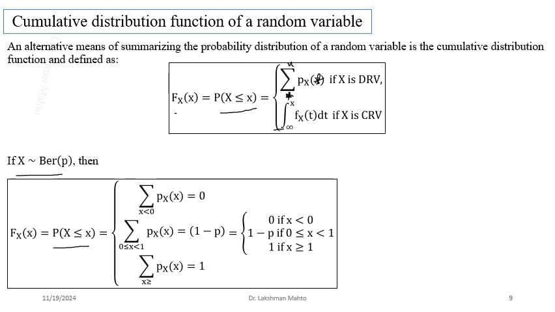There are three scenarios that come into the picture. One is before 0, another is after 0 and before 1, and the third is after 1, 1 onward. When x is less than 0, what is the probability mass function? It is 0, because X is not observing any value before 0. So the value of the cumulative distribution function would be 0.